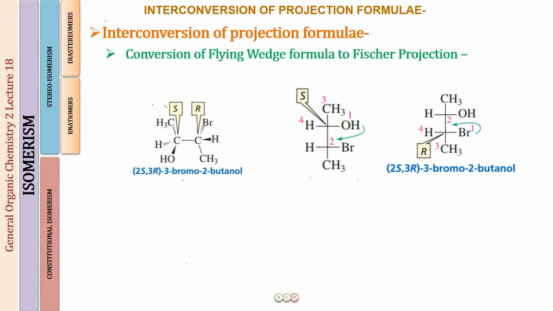So supposedly I have a Fischer projection. Now let us have a flying wedge where there are more than two chirality centers also. So supposedly this is what is given to you in the examination. Here I have a bromine. Here I have an OH. Let here also be an OH. Okay, and for this molecule you are asked to convert it into a Fischer projection.